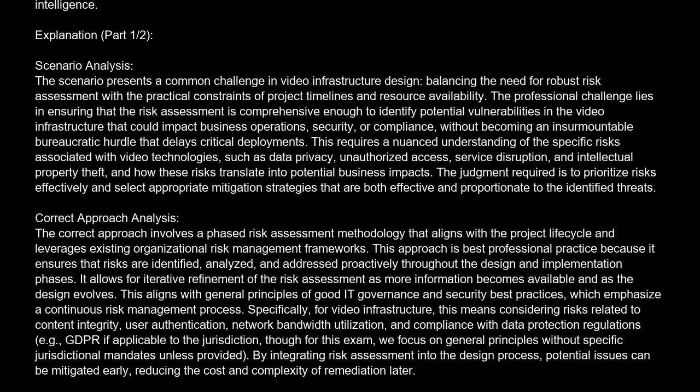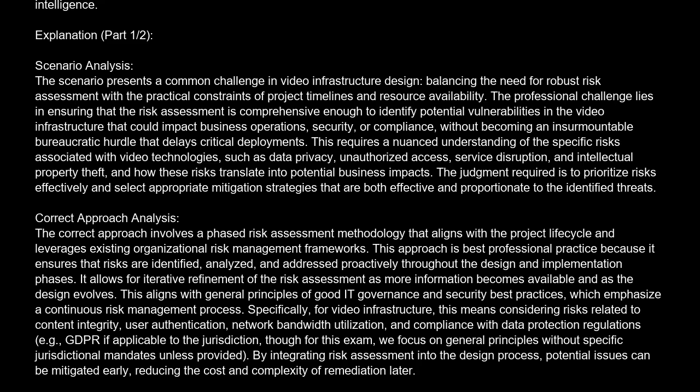This aligns with general principles of good IT governance and security best practices, which emphasize a continuous risk management process. Specifically, for video infrastructure, this means considering risks related to content integrity, user authentication, network bandwidth utilization, and compliance with data protection regulations, e.g., GDPR if applicable to the jurisdiction, though for this exam, we focus on general principles without specific jurisdictional mandates unless provided.